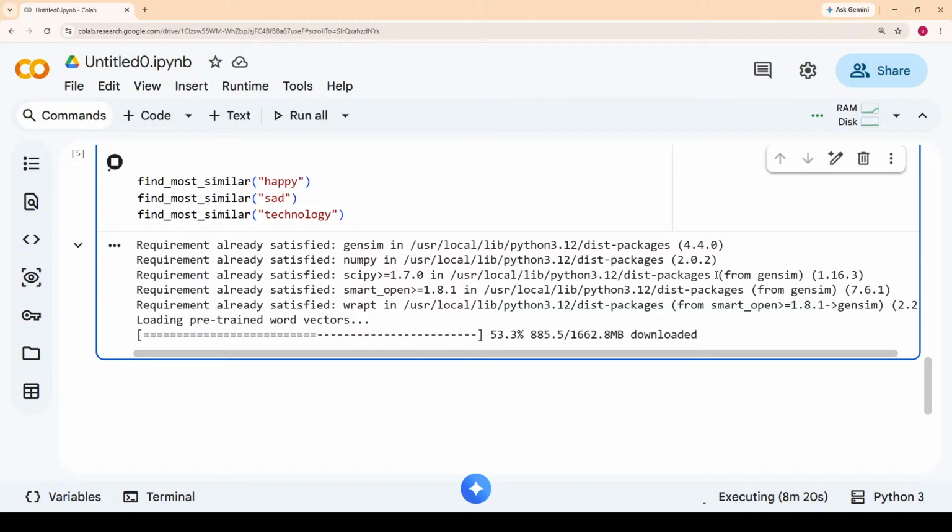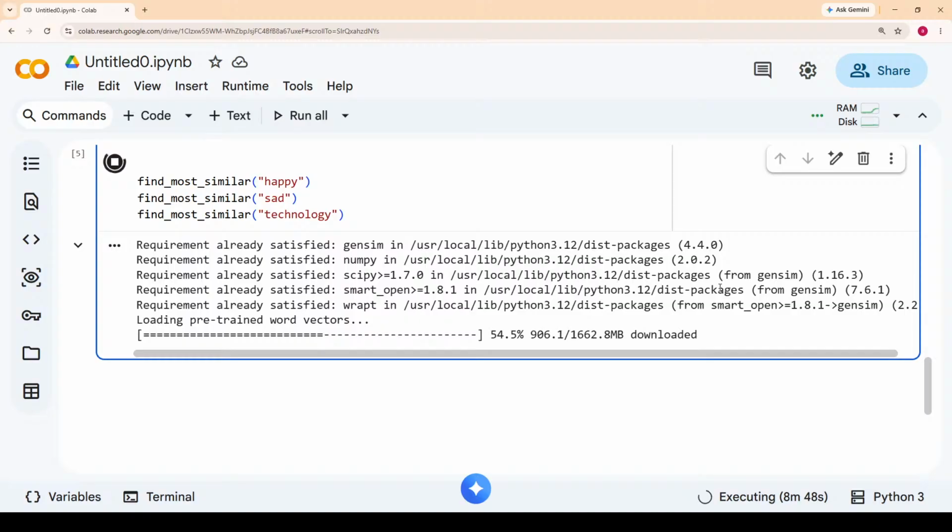What is the output of this experiment? The output will be similar words, similarity scores, and semantic relationships between words. As we have said, king minus man plus woman, the answer will be queen. The semantic relationships will be displayed. This is the output for this experiment.